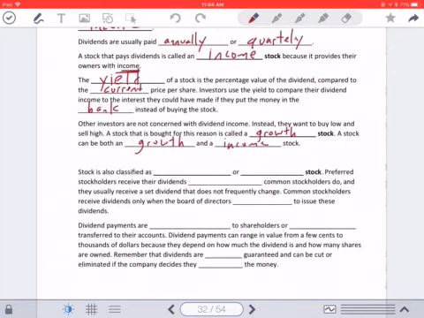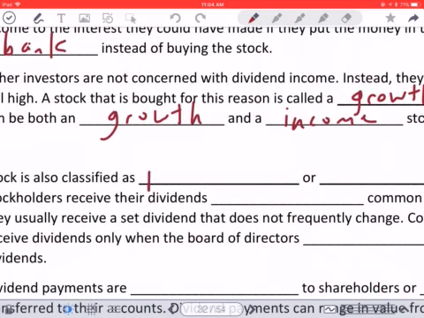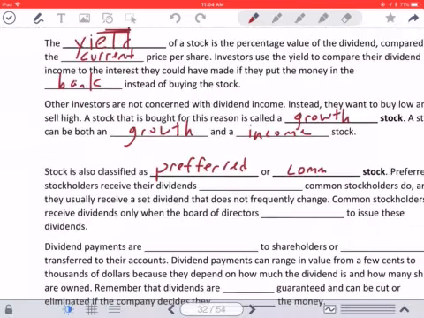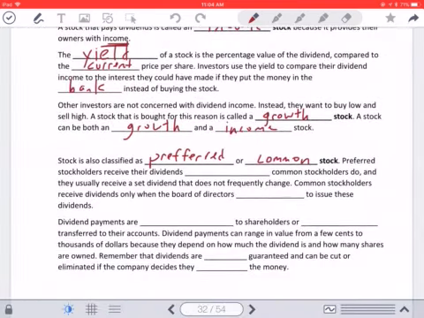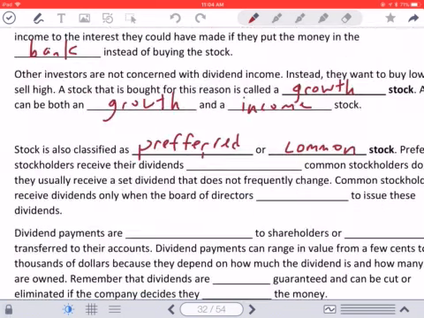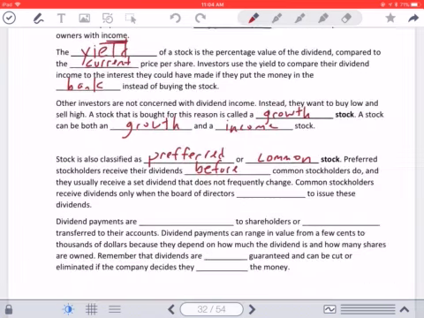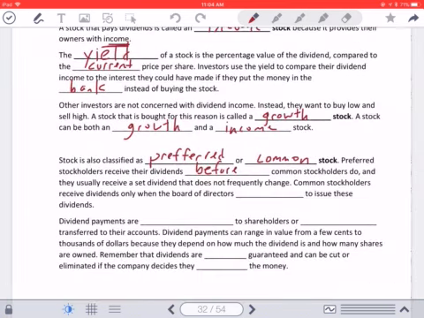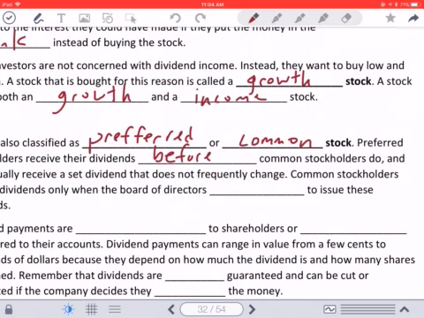A stock is also classified as preferred stock or common stock. So there are different types of stock. Preferred stockholders receive their dividends before the common stockholders, and they usually receive a set dividend that does not frequently change. Common stockholders receive dividends only when the board of directors decides to issue these dividends.